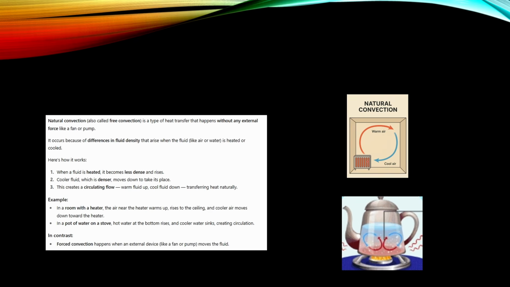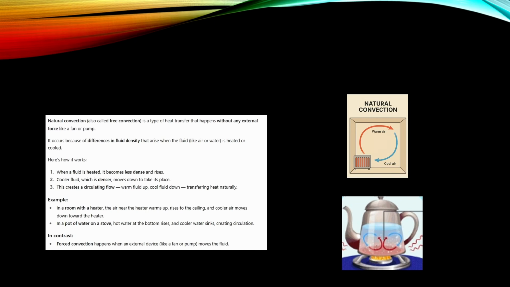In this first one we have a room and there is a radiator. When we have this radiator, it means that we warm up our air and it becomes less dense, so it's rising up, and it's pushing colder air downwards, so we will have this kind of circulation flow in our room.